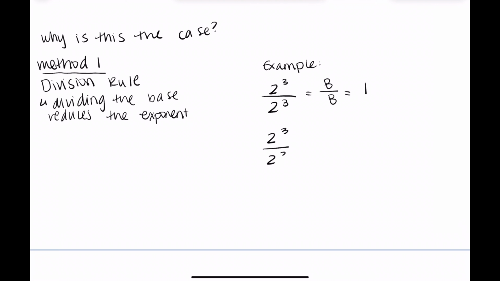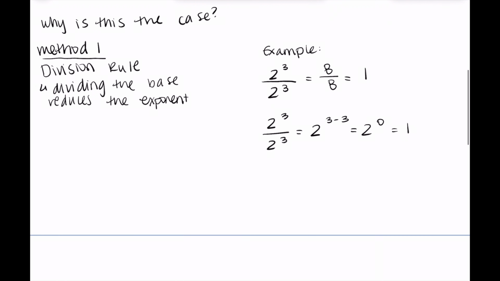The other way is applying the division rule. 2 cubed over 2 cubed is the same as 2 to the power of 3 minus 3. And we know 3 minus 3 is 0. And 2 to the power of 0 just gives us 1. So this is one method of illustrating how the zero exponent rule works. Now we'll get into method 2.